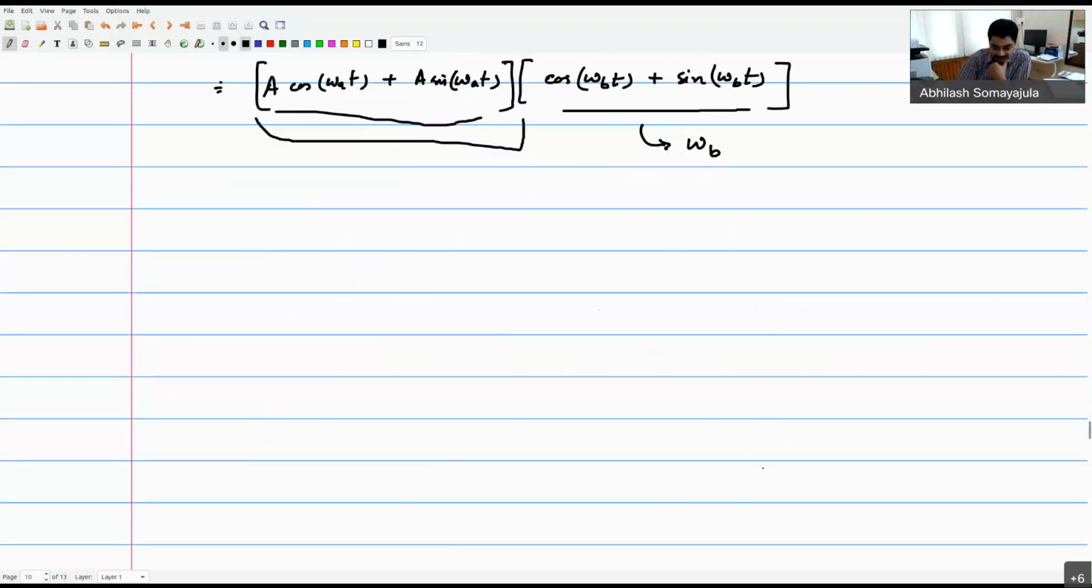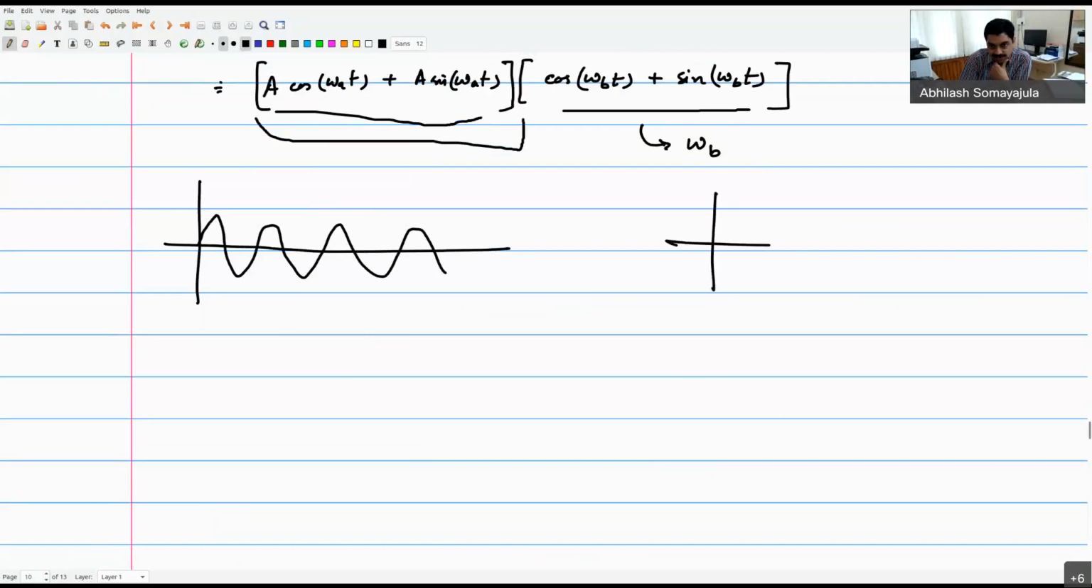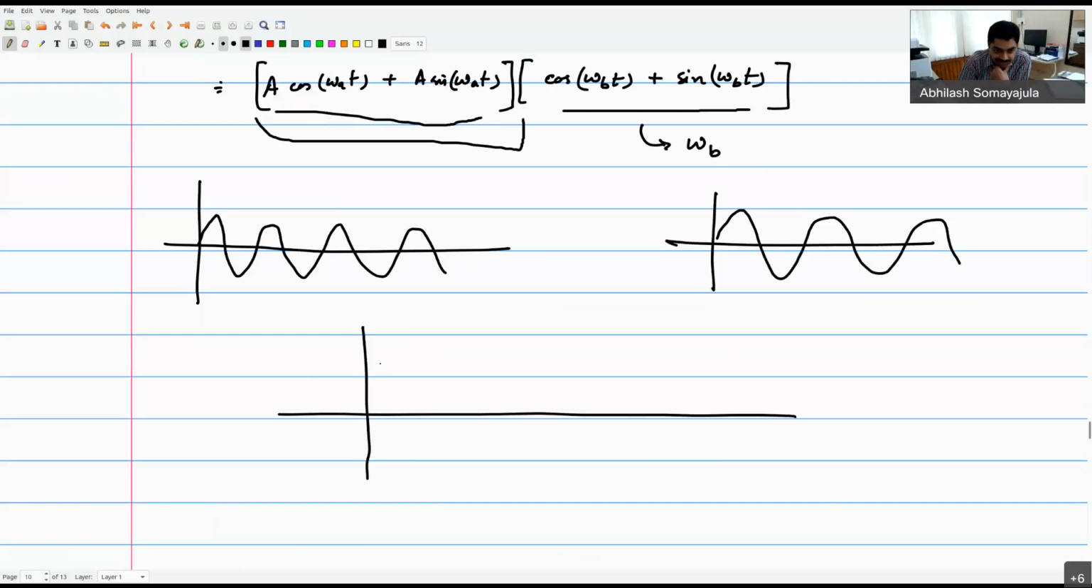So what I'm saying is if I had two waves, one with a frequency looking like this, and the second with a frequency slightly different to it, and I add the two up, I'll see something like this. I'll see an envelope which is varying much more slowly, and I'll actually see the complete signal to be something like this.